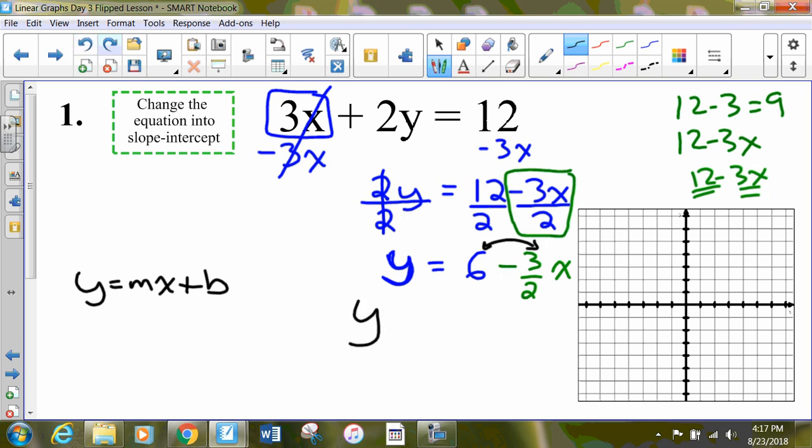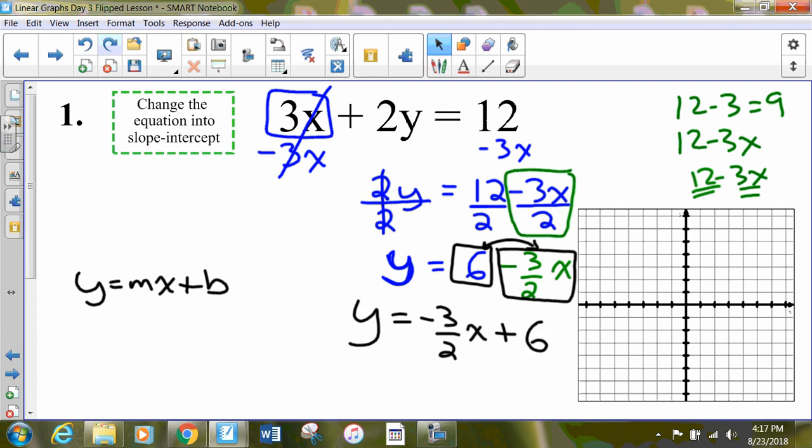So here we go. What we're going to do is this. We're going to realize this part is the slope and the x. So we're going to put that first. This part is a 6. Is it a positive 6 or a negative 6? It's positive, so we're going to put a plus to separate it, okay?